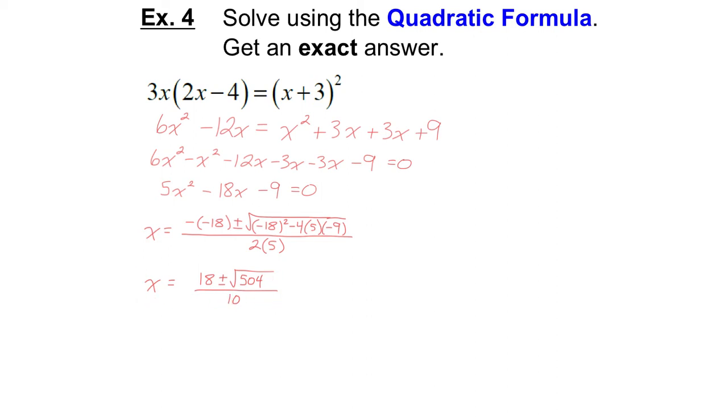So we end with this. x is equal to 18 plus or minus the square root of 504, all of that divided by 10. So that's how you get your two different answers, when you add this or when you subtract it.